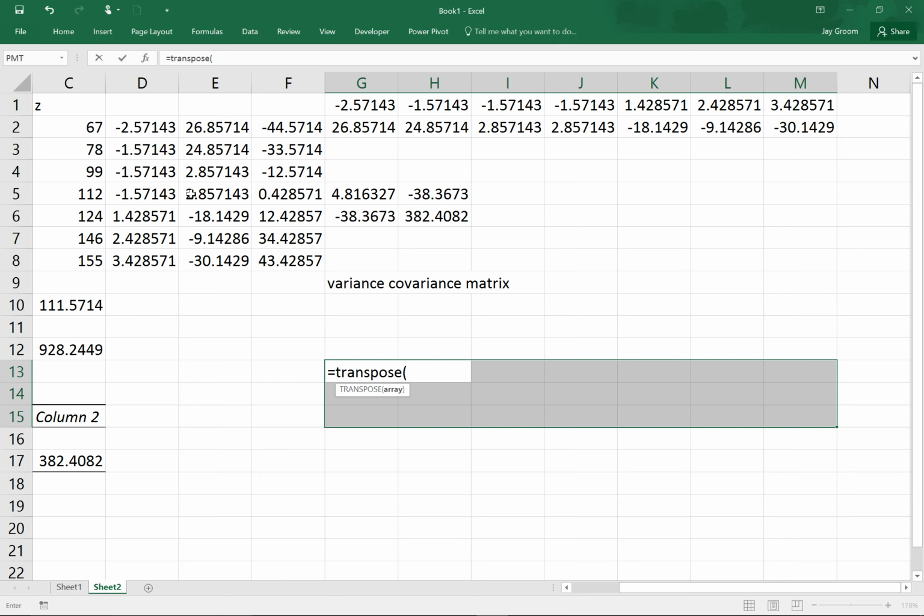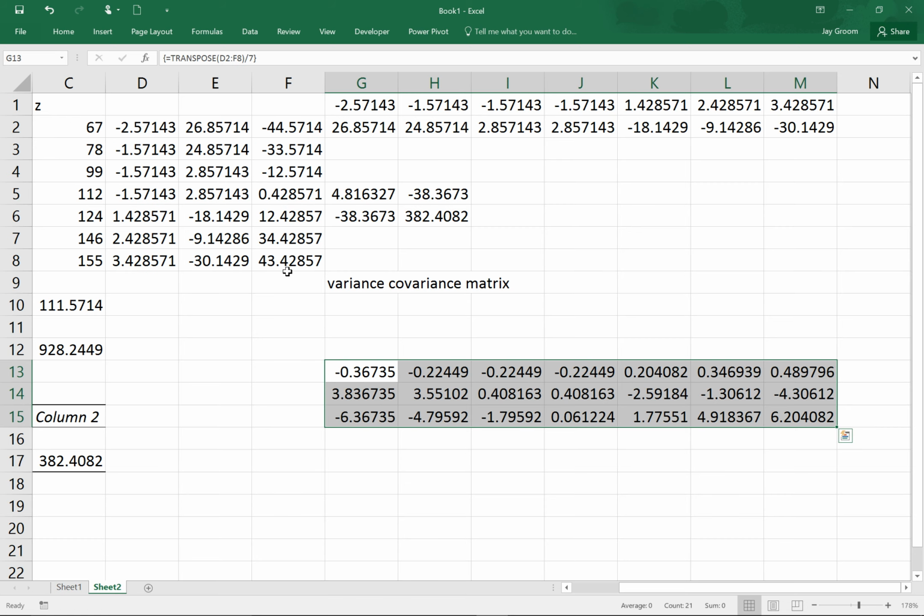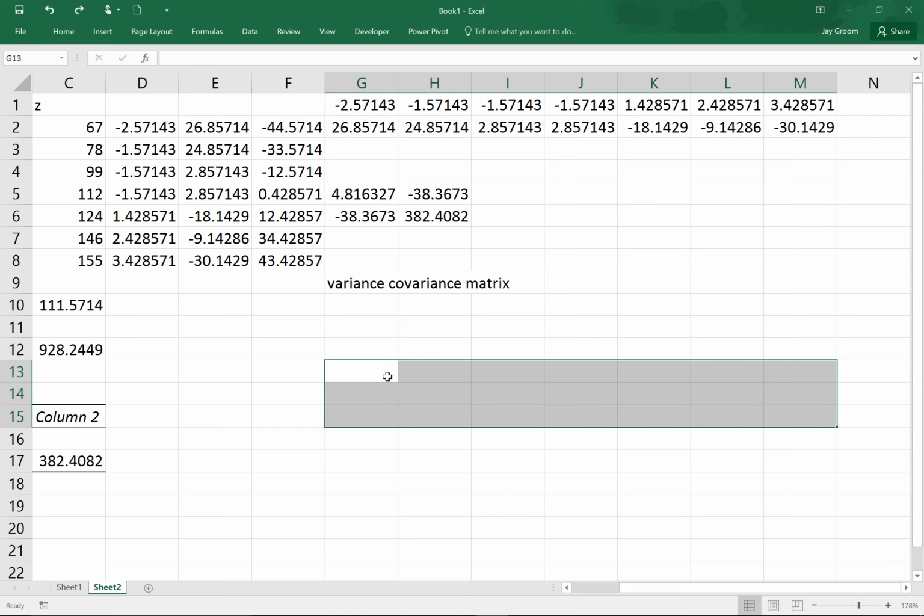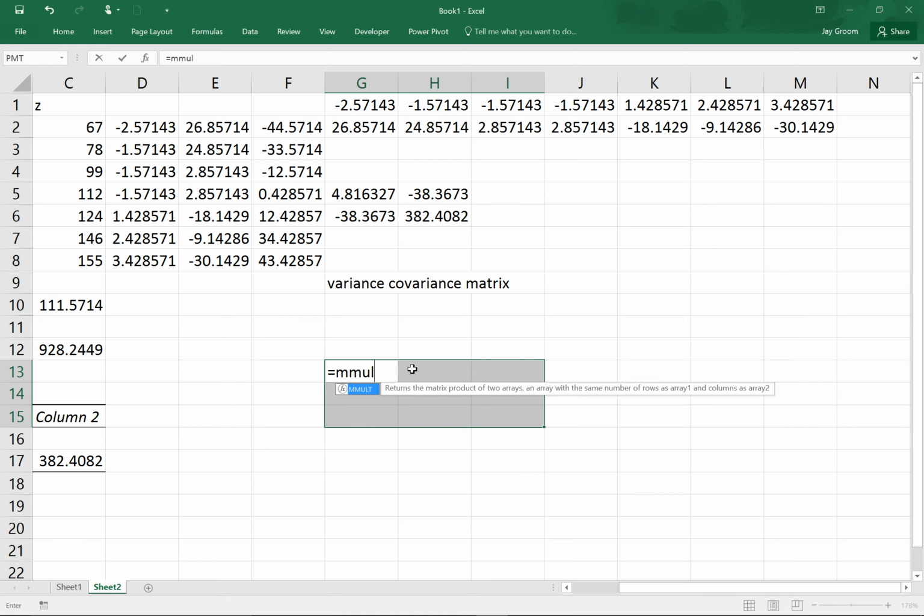And again, this is how we would have done it back in my day, you young whippersnappers. Divided by 7, I mean. And there they are. Oh, let's try that again. Okay, we're going to highlight a 3 by 3 matrix, and we're going to say equals MMULT.